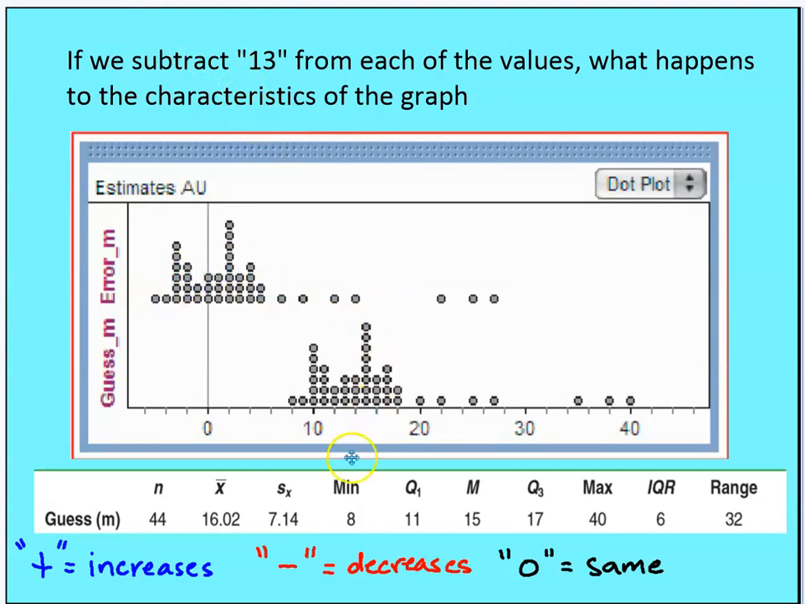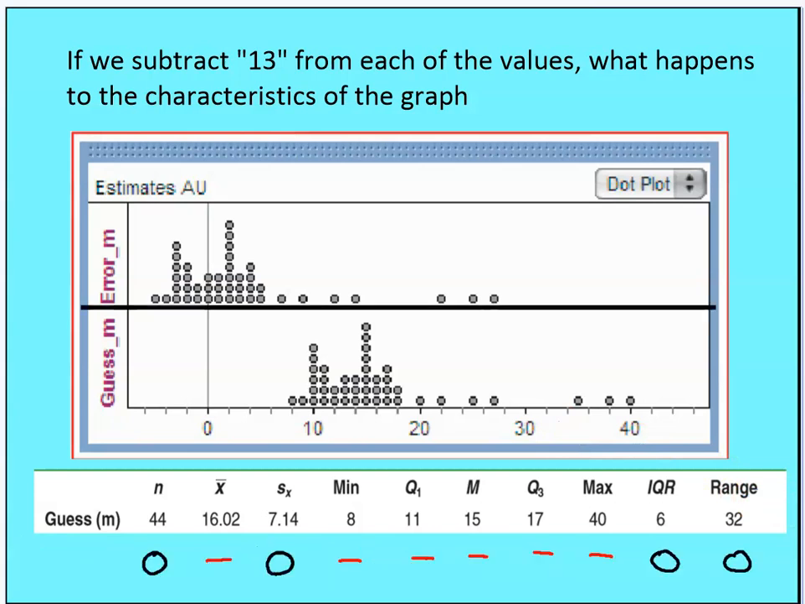All right, so let's take a look at this, and let's see if you can work along with me. What happens to each of these values? I want you to pause for a moment and see what you think will happen if we subtract 13 from each of the values here. And I have the scatter plot posted above the original scatter plot. All right, so what happens?